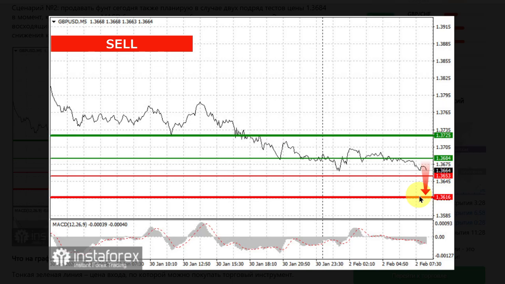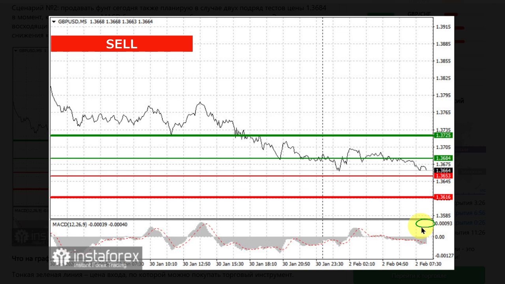Sellers are likely to take advantage of any opportunity to push the pound lower. Before entering short positions, make sure that the MACD indicator is below the zero line and just starting to move lower from it. You could also plan to sell the pound today if the price tests 1.3684 twice in a row, while the MACD indicator is in overbought territory. This would limit the pair's upside potential and trigger a reversal to the downside.